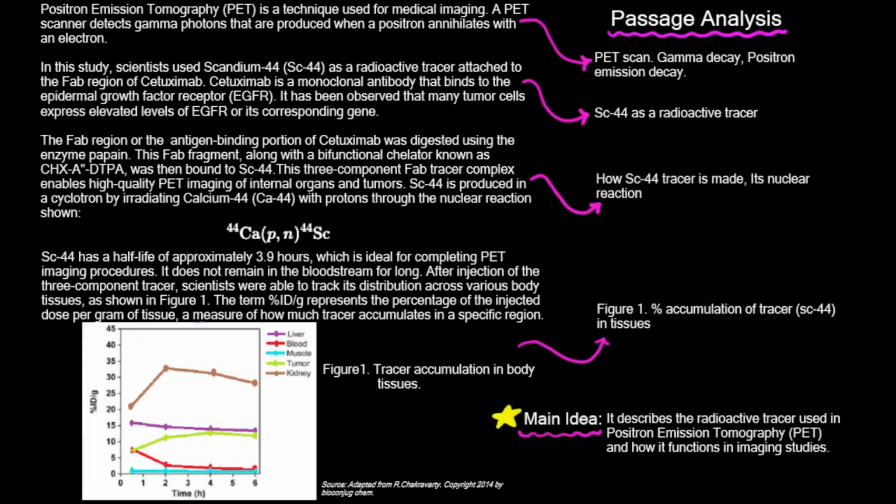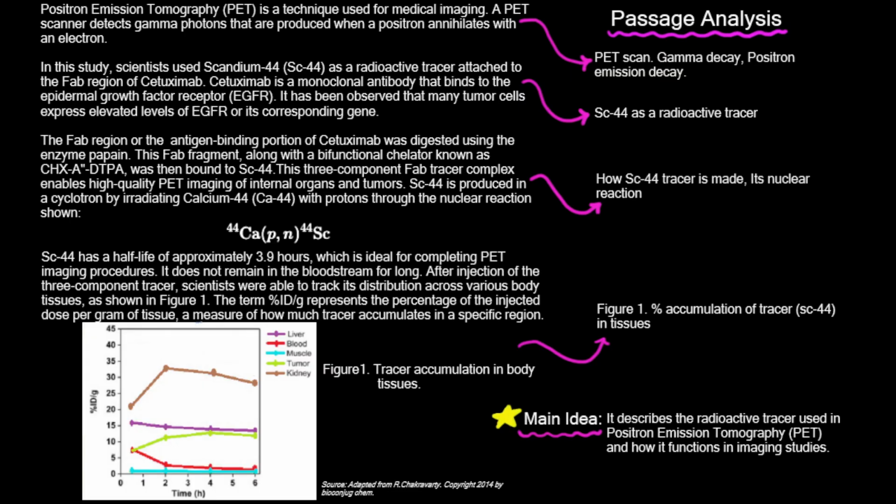The second sentence says: a PET scanner detects gamma photons that are produced when a positron annihilates with an electron. This sentence is packed with background science information that you've likely encountered before. It mentions radioactive decay, gamma photons, and positrons, which are all physics concepts that we have studied before. You should highlight this sentence and be ready in case a question later asks about them.